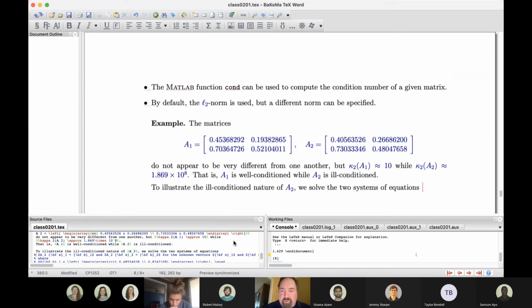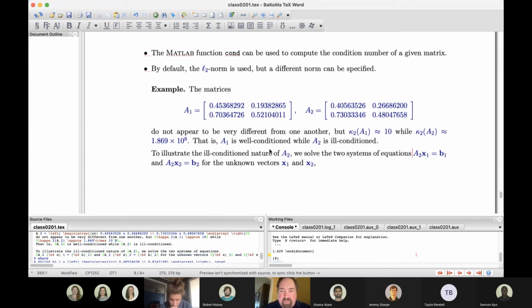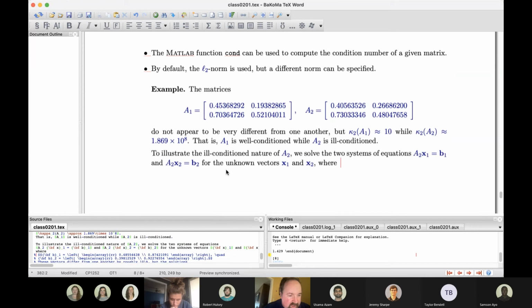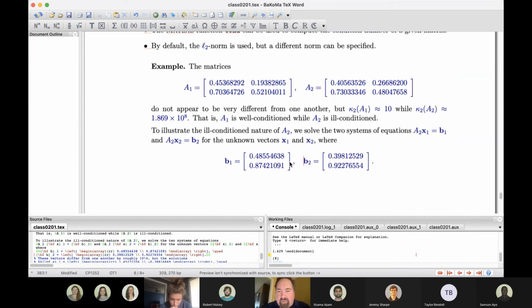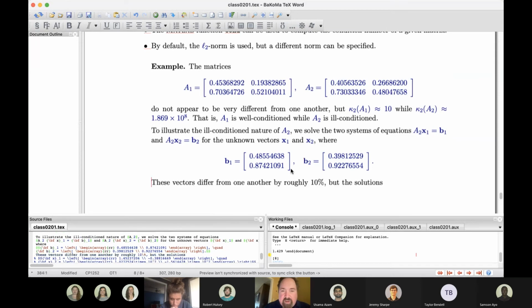Now, what does this mean when solving AX equals B? So I'm going to solve two equations involving A, with right-hand sides B1 and B2, and I get solutions X1 and X2. So here are my vectors B1 and B2. They're somewhat different, obviously, but not terribly different. There's about a 10% difference between them.